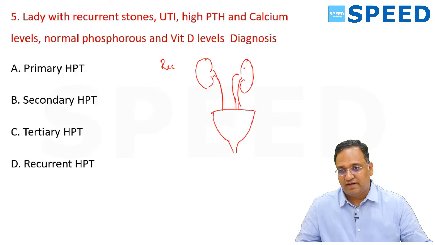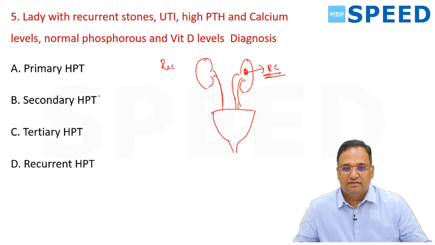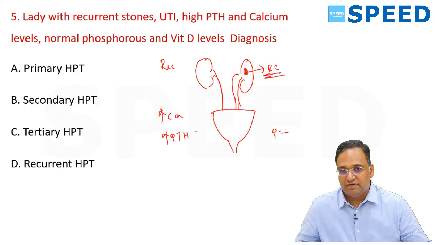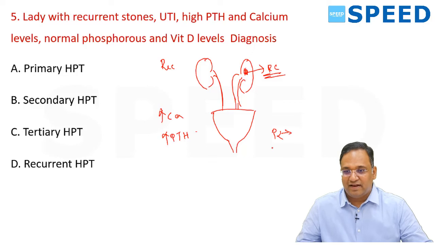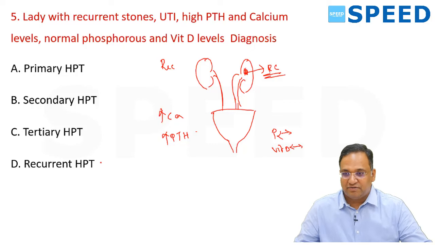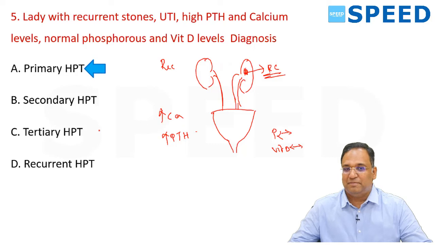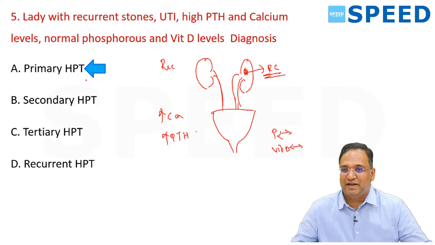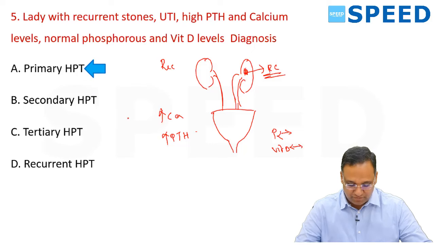So, there is a recurrent renal calculus. High calcium and high PTH, and phosphorus is normal, okay, and vitamin D levels are normal. What is your diagnosis? The diagnosis is very clearly primary hyperparathyroidism. The most common complication of primary hyperparathyroidism is renal calculus with high calcium and parathormone.